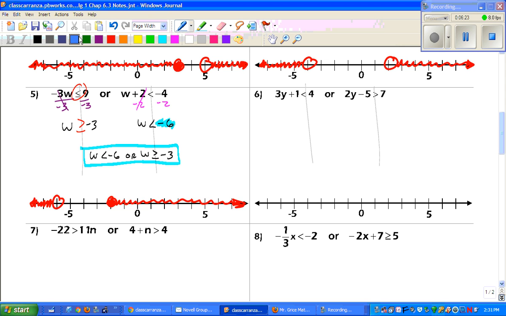Got our 2 problems. Multiple steps, we're still doing the same thing. Just follow the rules of SADMAP. And you get y is less than 1. Add the 5 to both sides. 2y is greater than 12. Divide by 2. Y is greater than 6. And those are already in order.